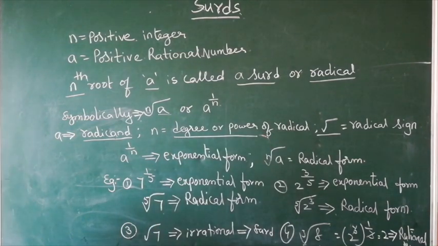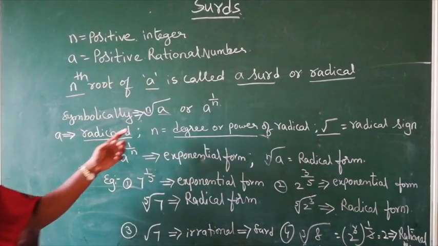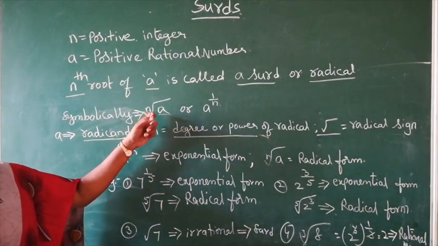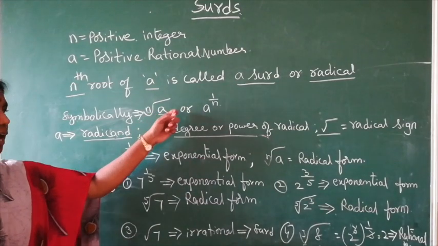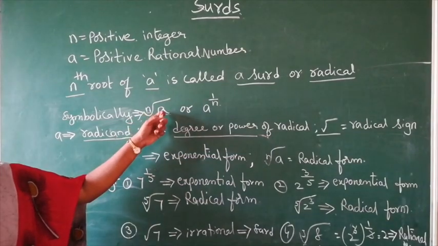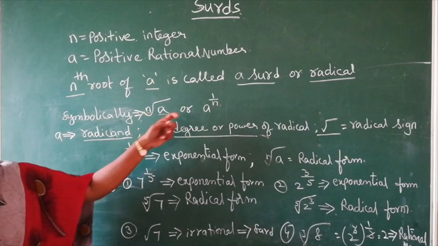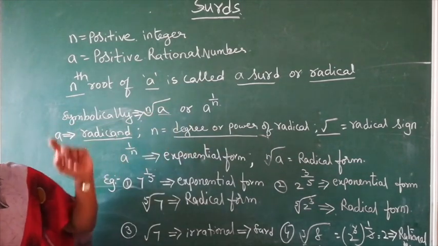Now, what is the surd? The nth root of a. How to write it symbolically? The nth root of a, or a to the power of 1 by n. What do we call a? Radicand, and n is the degree or power or index. Then what is the symbol? Root.